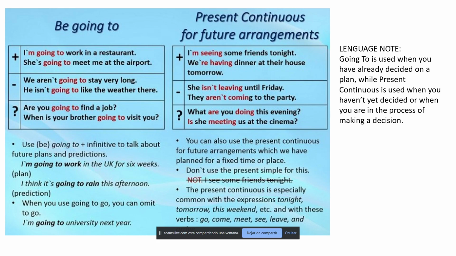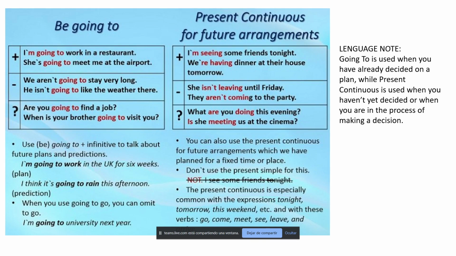And we have here some examples, now in positive, negative, and question. For example, I'm going to work in a restaurant. She is going to meet me at the airport. We aren't going to stay very long. He isn't going to like the weather there. So remember, we use be going to talk about predictions or plans.